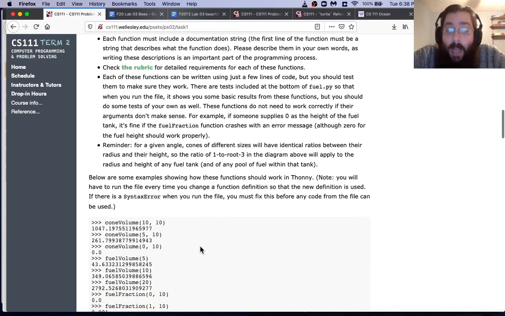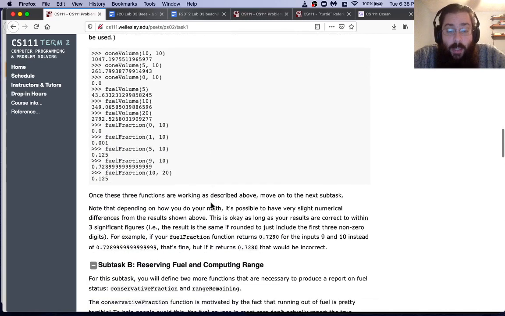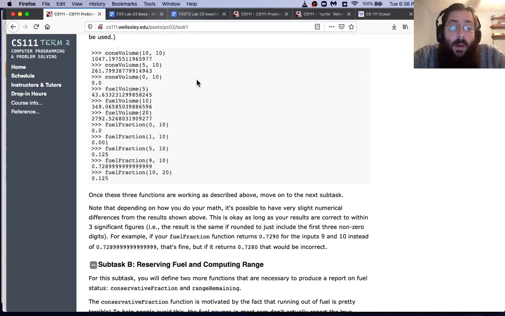There are some example outputs. I'm not going to read through these because they are very detailed, but you can look at them on the problem set webpage yourself. These are also tests that are given in the file.